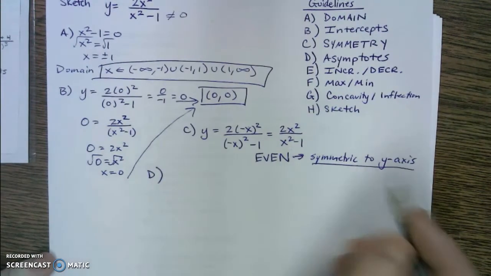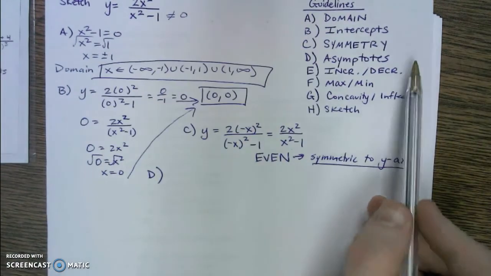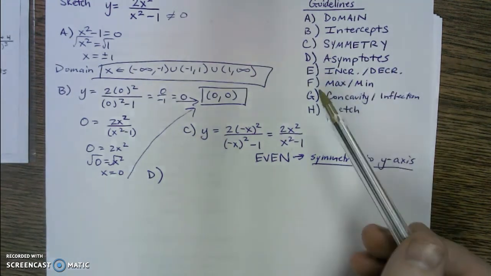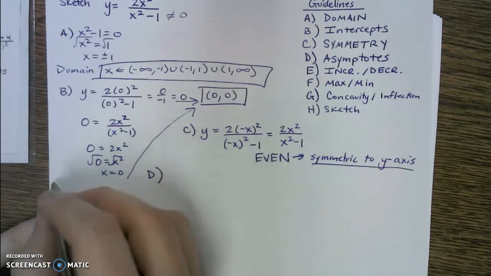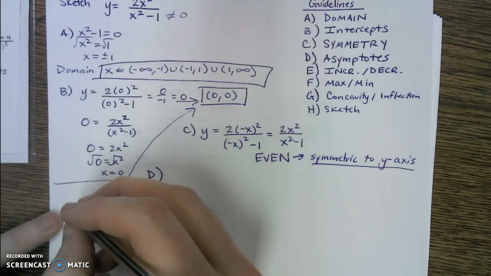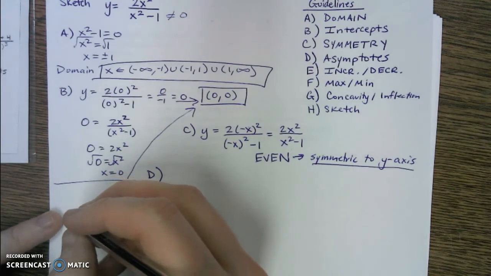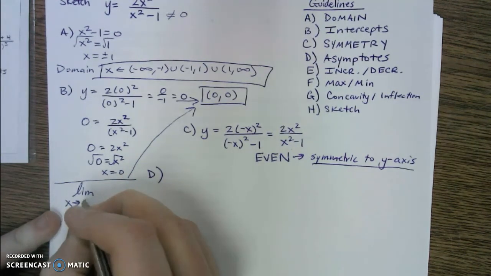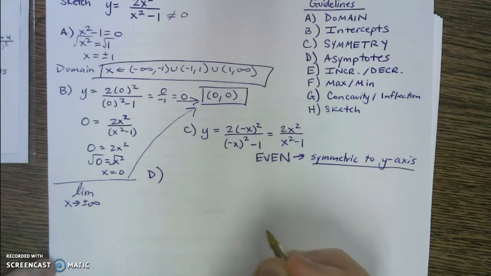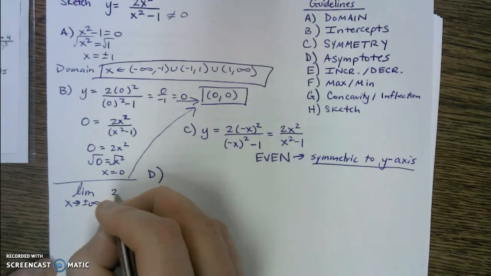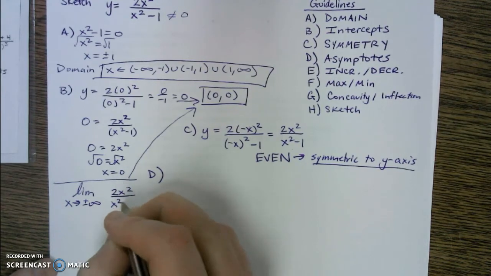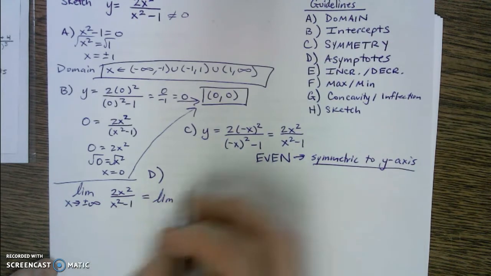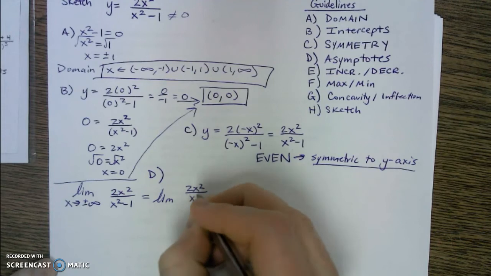D, part D, we're looking for asymptotes. So let's start with horizontal asymptotes. When we're looking for horizontal asymptotes, we are going to test the infinities. So we're going to test positive and negative infinity. And remember, to do that, we, in the past, divided by the biggest x on the bottom. So we are going to divide by x squared.